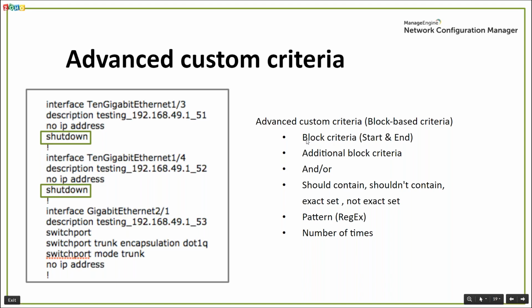This is used when you want to omit some of these interfaces or the blocks from being checked for compliance. So here you can see that a couple of interfaces have been shut down. You can specify that in the additional block criteria, so that NCM will omit these blocks when checking for compliance. And again, all the other conditions apply here from the previous rule criteria. So let me show you an example.